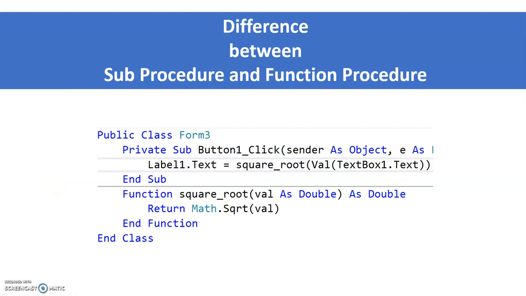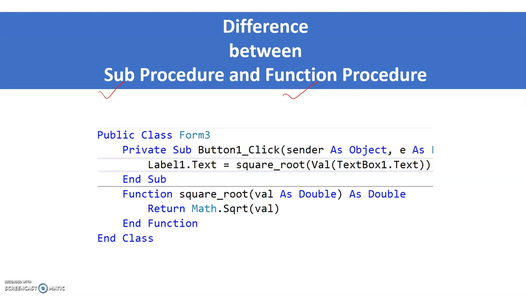Hello everyone. In the previous session, we discussed the function and sub procedure, right? And today we will discuss the difference between the sub procedure and the function procedure. We know that VB provides two types of procedures. One is a sub procedure and the second is a function procedure, right?